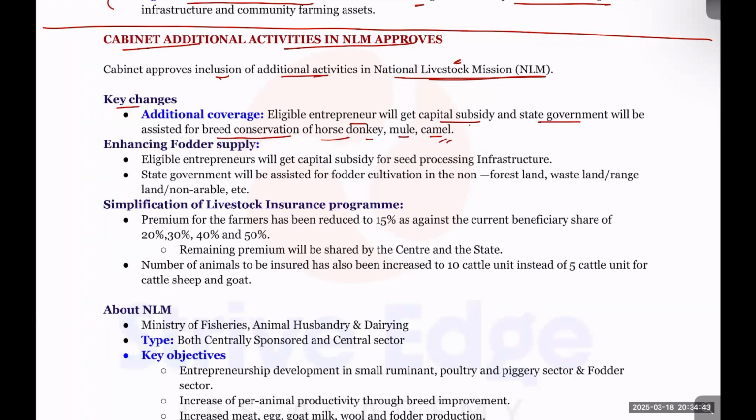Okay, enhancing the fodder supply. Eligible entrepreneurs will get capital subsidy for seed processing infrastructure. State government will assist for fodder cultivation in the non-forested land. So whatever the non-forest land is there, there fodder cultivation. Fodder is the feed which is given to the livestock sector, and this fodder cultivation will be taken up in those areas where forest can't grow. Okay, or even the wasteland or non-arable land.